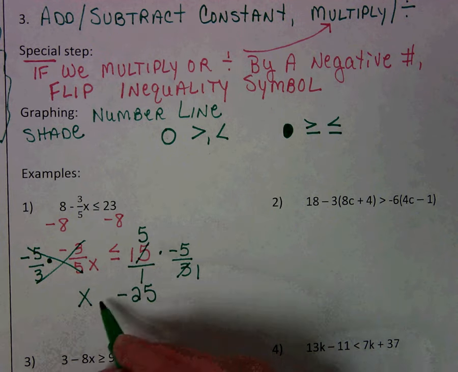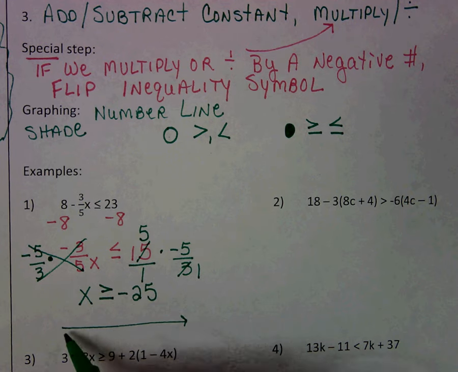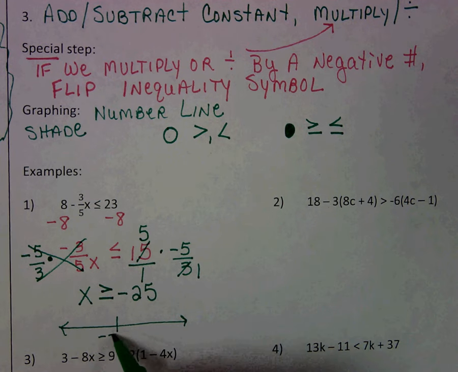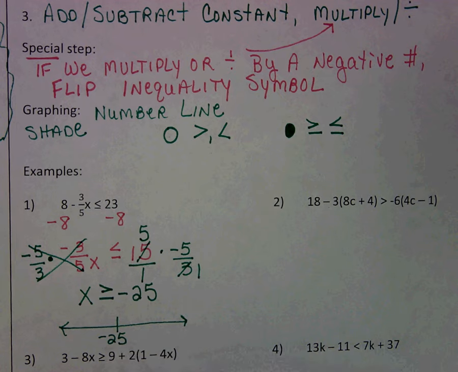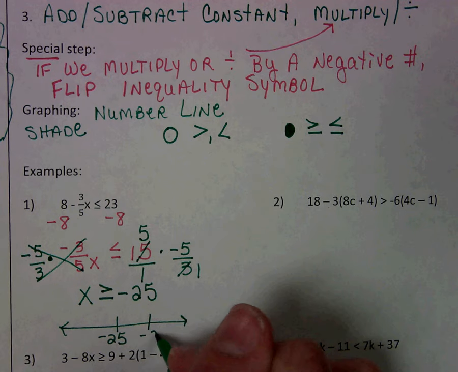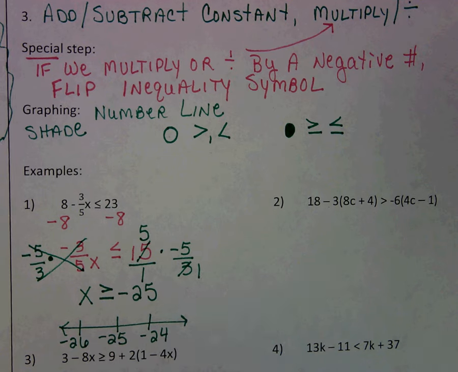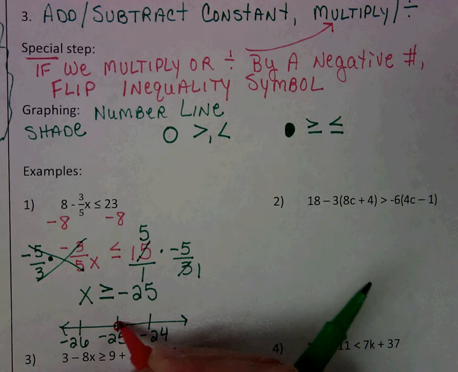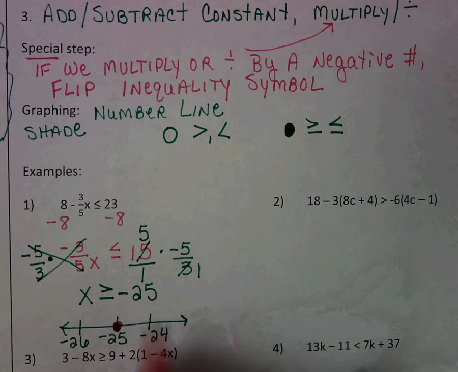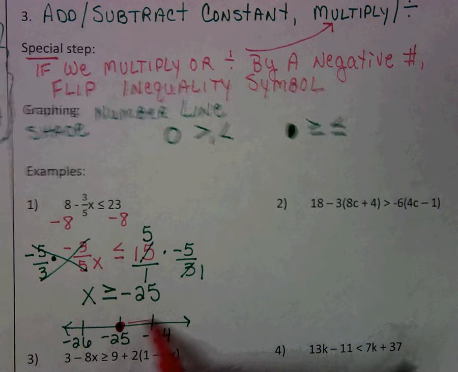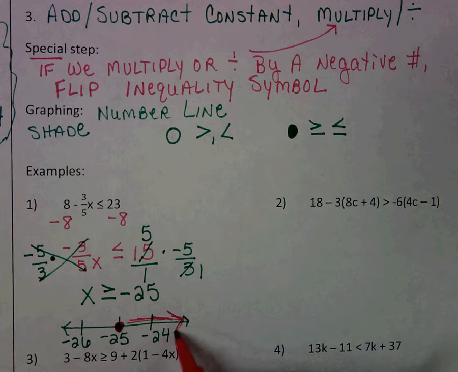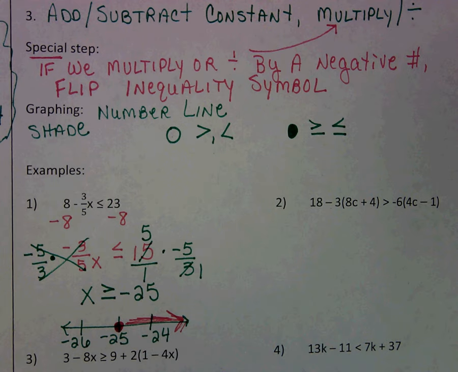When we go to graph this, we're going to make a number line. All I care about is that you put the number from the solution in the middle and put at least one number bigger and one number smaller. This has equal to in it, so I would put a closed point. X is greater, so I am going to shade to the right. And so that is what my number line would look like. If you want to use a highlighter, that would be a great tool to use.